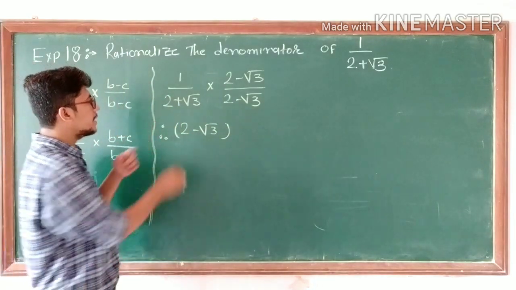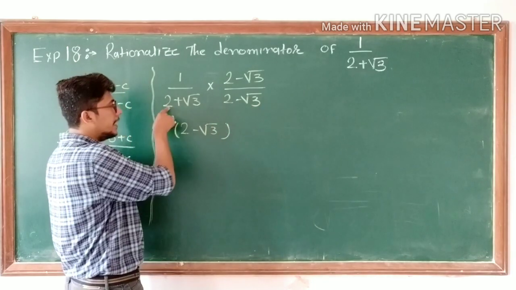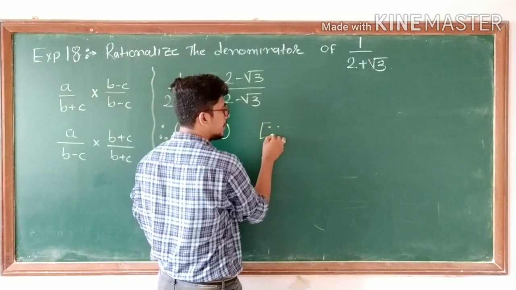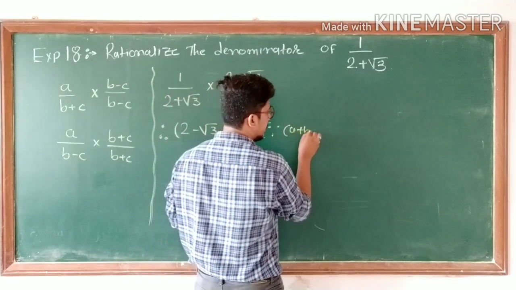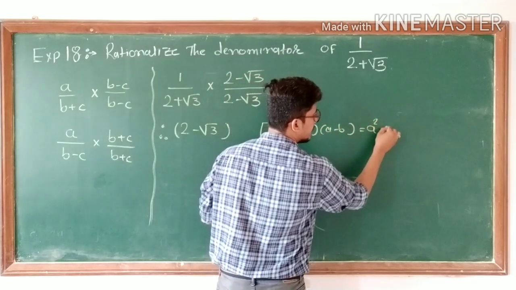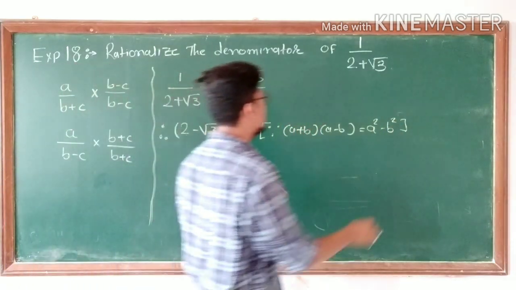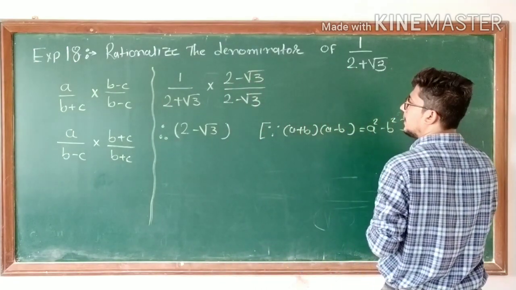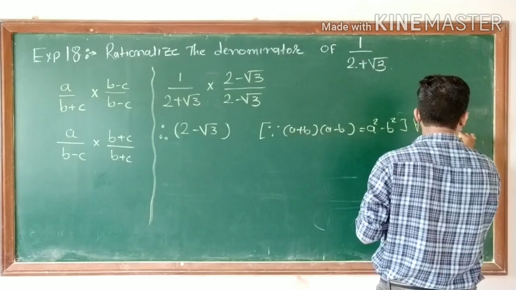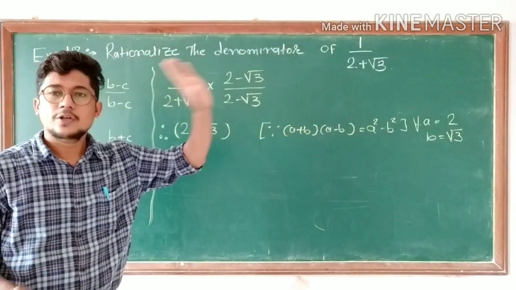Yes. Now look at here: a plus b, a minus b. Can we write it, because a plus b into a minus b is equal to nothing but a square minus b square? Yes. Where a is equal to 2 and b is equal to root 3.